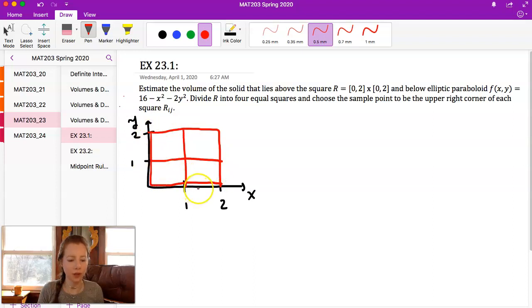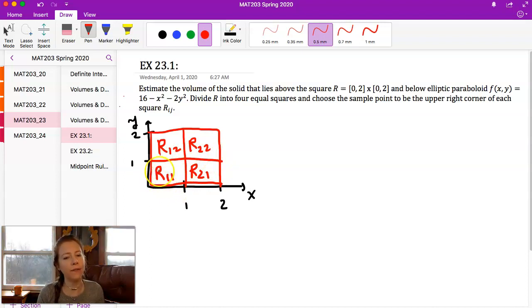Okay, so there's our region. This would represent R sub 1,1. Here would be R sub 2,1. Here's R sub 2,2. And R sub 1,2. Right, so these are referencing each cell.